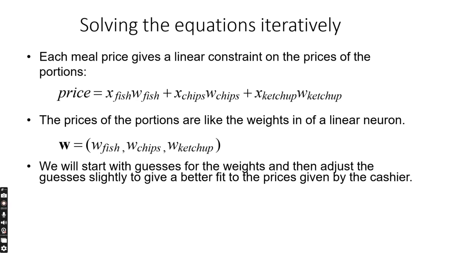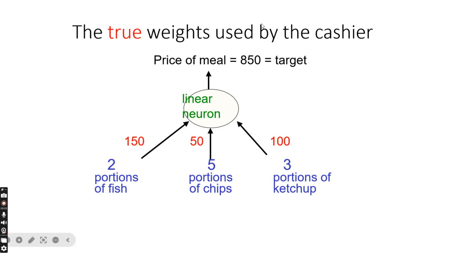We start with the initial guesses. Initially, this is the true price of the entire meal. The price of the meal is 850, because daily you are consuming two portions of fish at 150 each, five portions of chips at 50 each, and three portions of ketchup at 100 each. The total is 850 that you are paying.